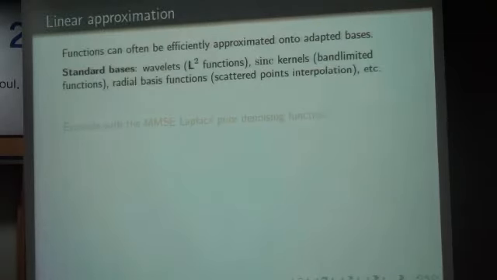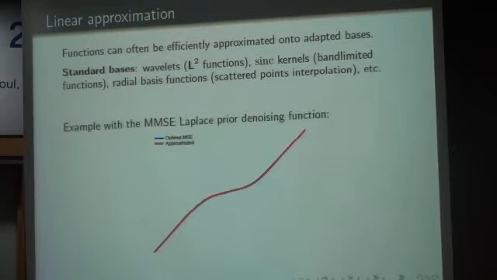So what happens is that functions, actually arbitrary functions, are almost arbitrary. It depends a bit on their regularity, but they can be efficiently approximated onto adapted bases. For example, you have standard bases like wavelets, sincs, radial basis functions, etc. So if you put enough functions, then you approximate better.